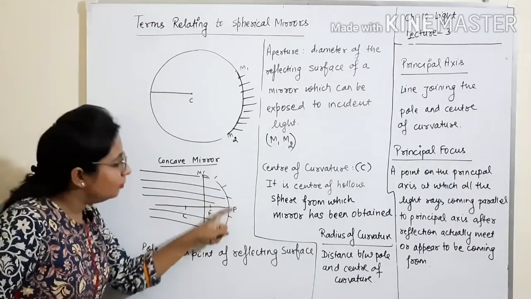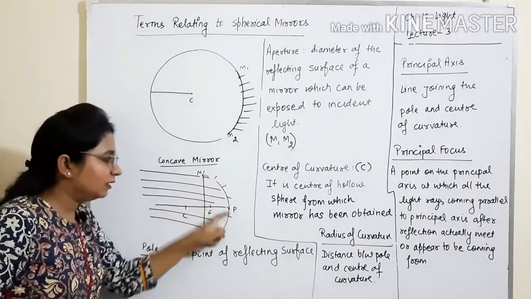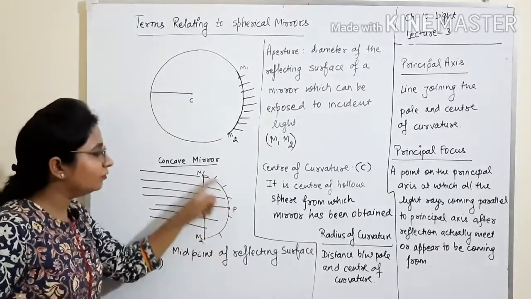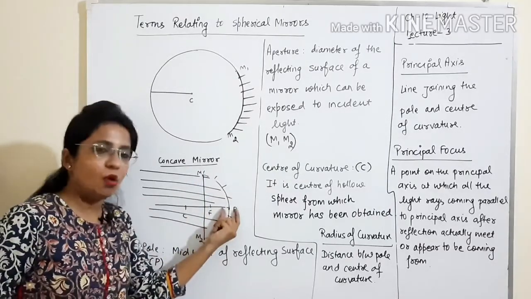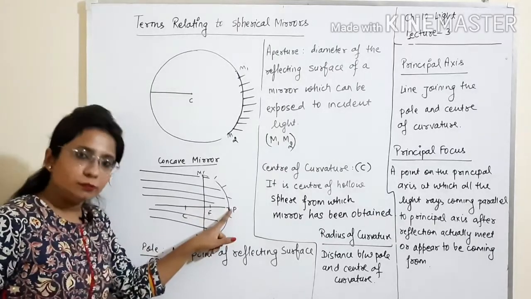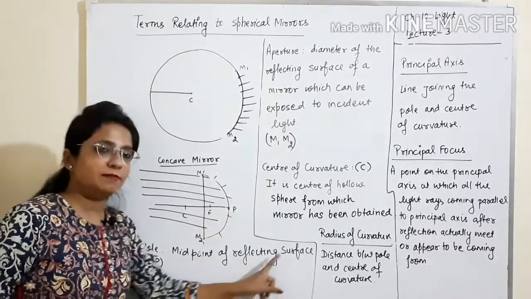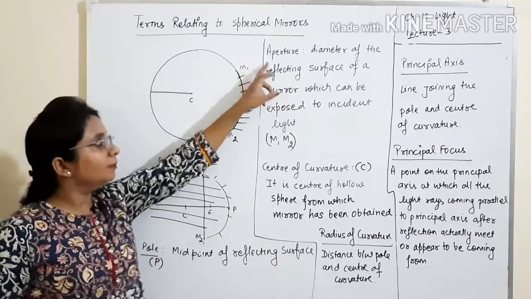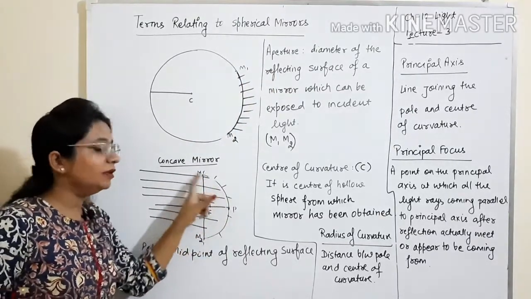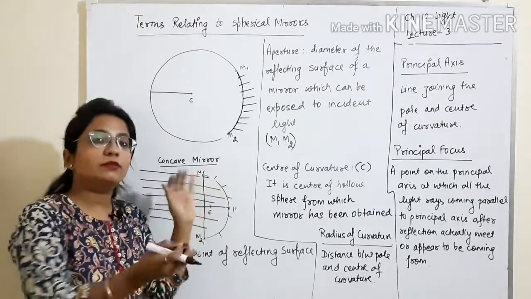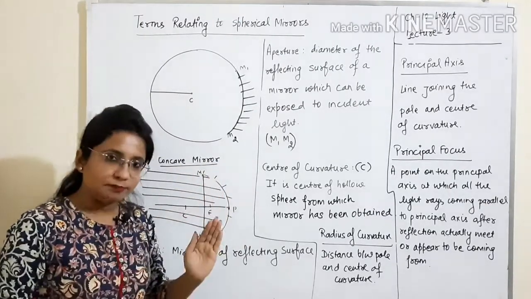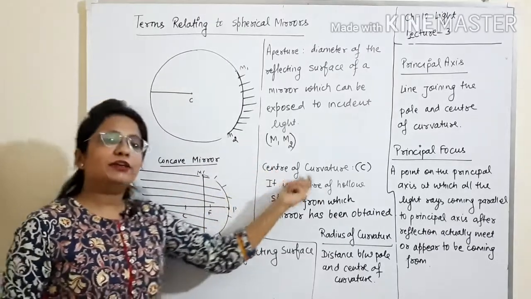And the midpoint of this reflecting surface is called the pole. So pole is represented as P, the midpoint of the reflecting surface, and the aperture, which is represented as M1 M2, is the diameter of that reflecting surface which is exposed to light, the portion on which light is falling. Then center of curvature.